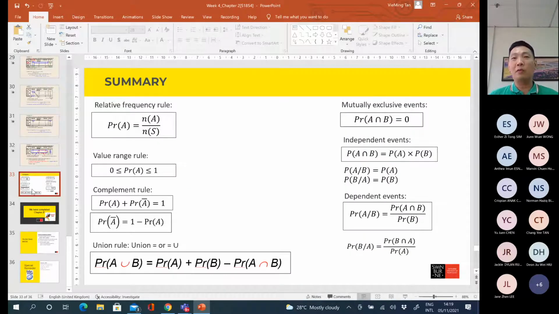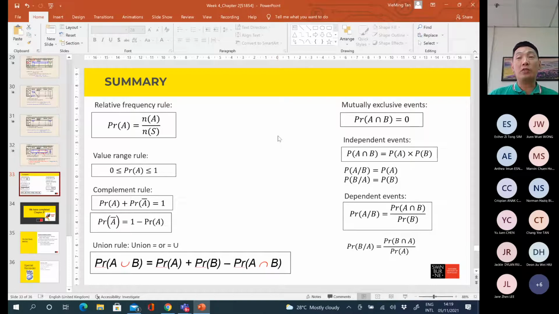All right. Then now I'll move on to the next type of event that shows the relationship between event A and event B. The next event is called mutually exclusive. Mutually exclusive, what is the meaning? That means two events will not happen at the same time.